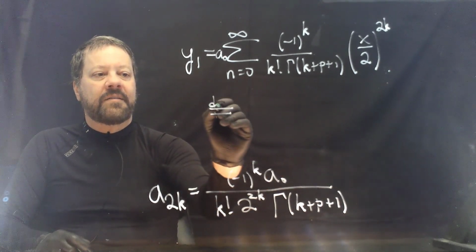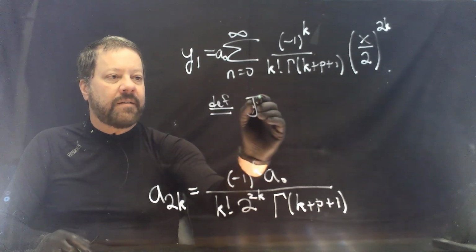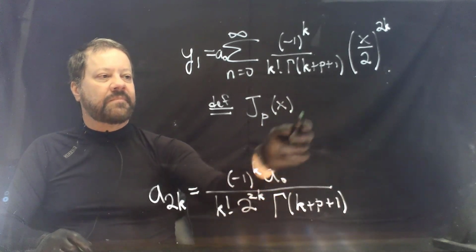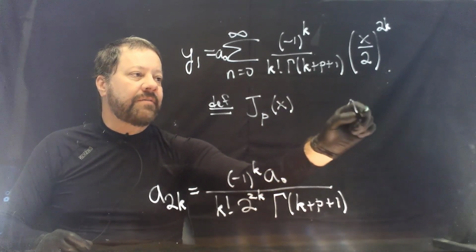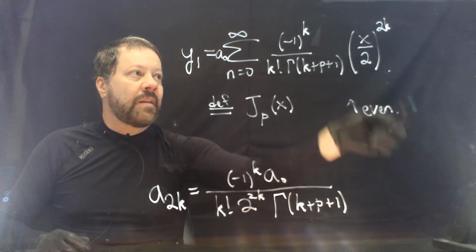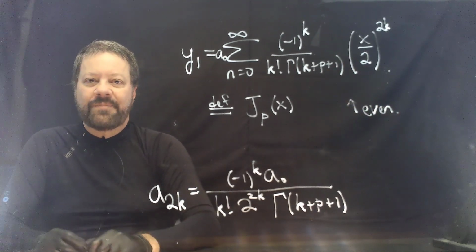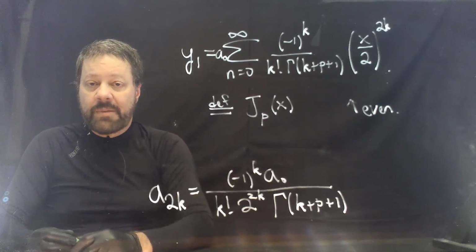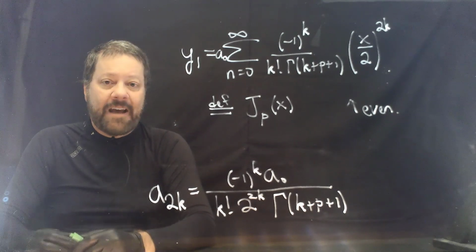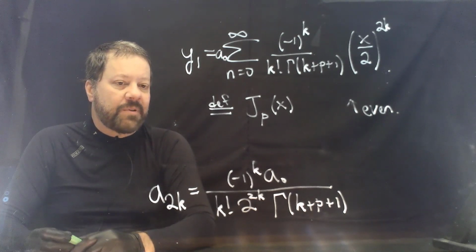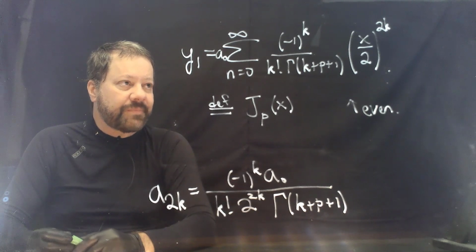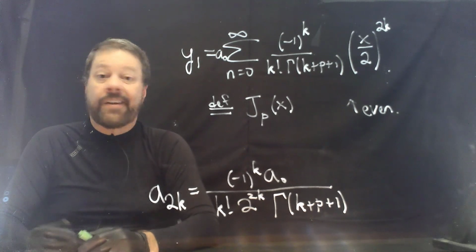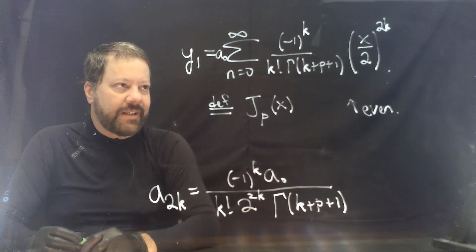This is, by definition, the Bessel's function of order p. Note that it is an even function because of the power of 2. We can allow this p to be real numbers. It can be 1/2, it can be any number greater than 0. We have to be careful with the gamma function. It's not defined on negative integers. And so that's the only caveat.